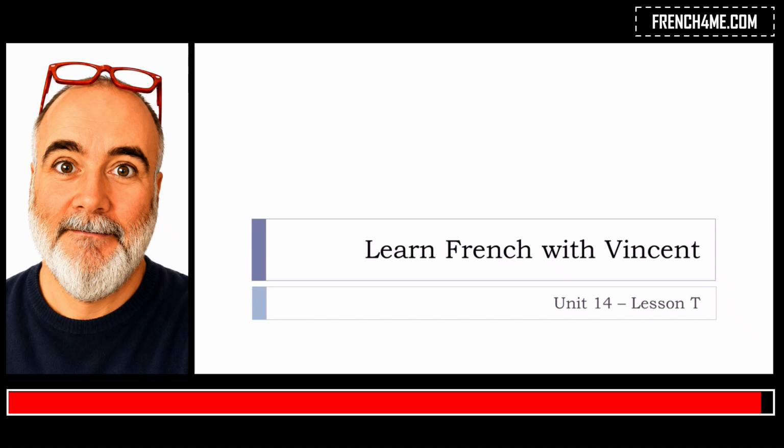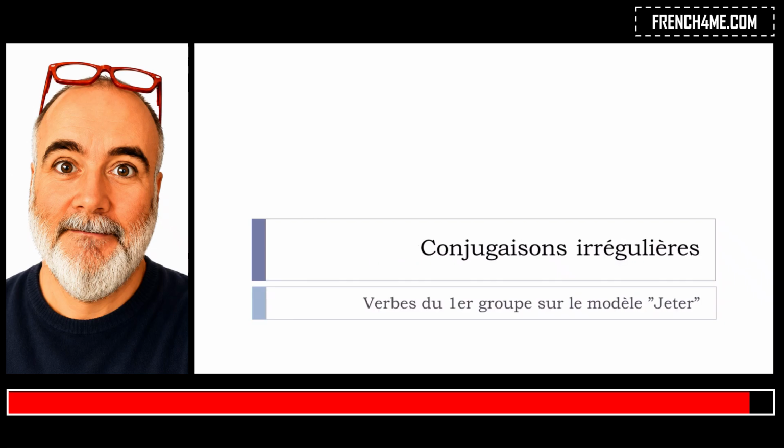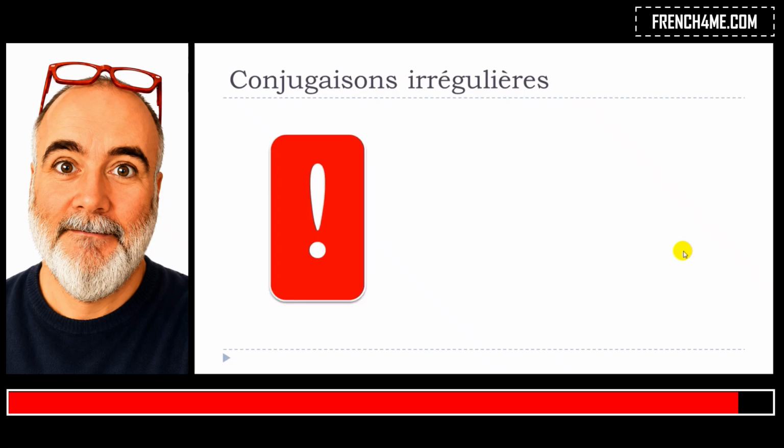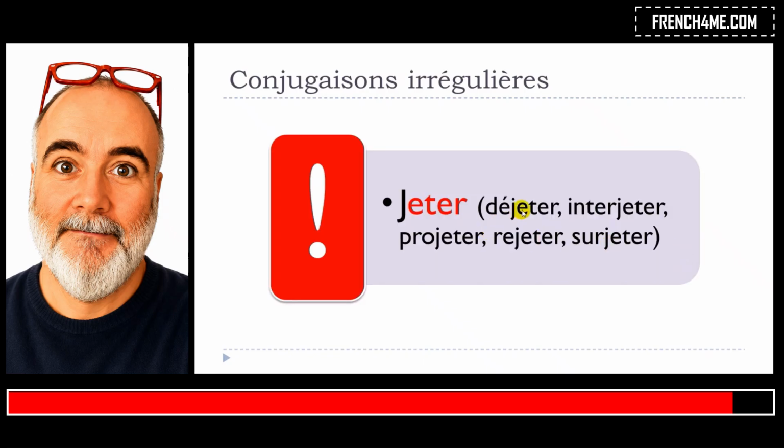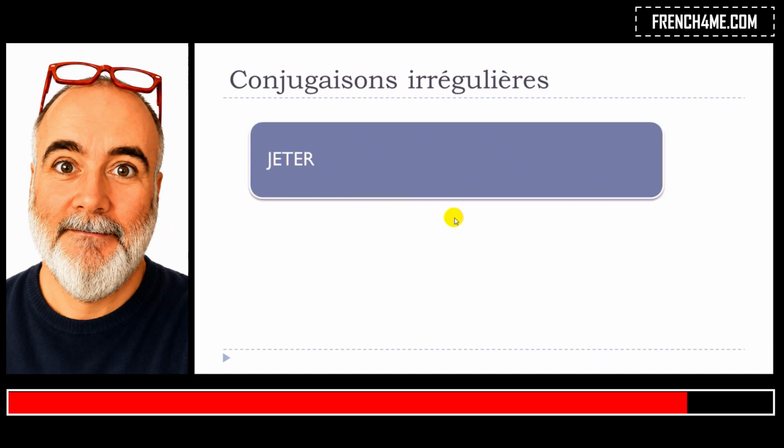This is Unité 14, leçon T. And in this lesson, we'll work on les conjugaisons irrégulières, and we'll see especially the verbs that are constructed based on jeter. So you get jeter and then verbs like déjeter, interjeter, projeter, rejeter, surjeter. They are from the same family and we're talking about this jeter. So that's the reason why we will see the example of jeter.